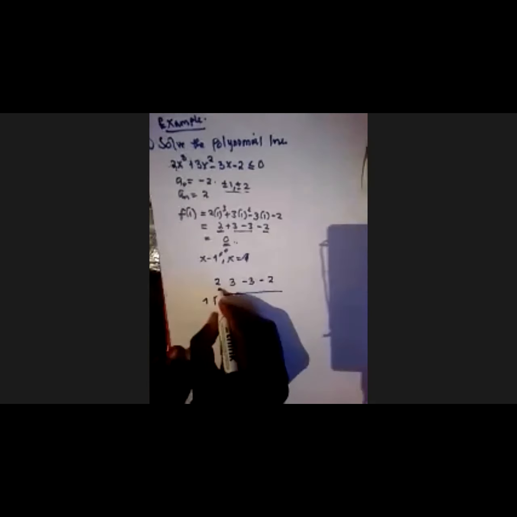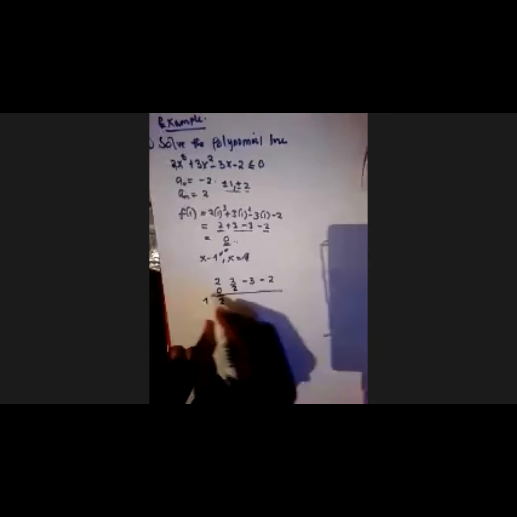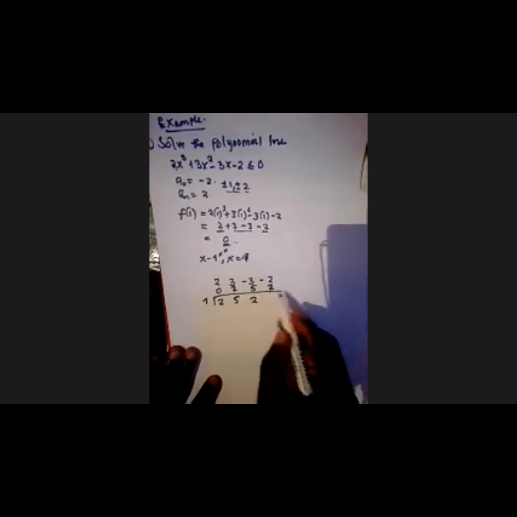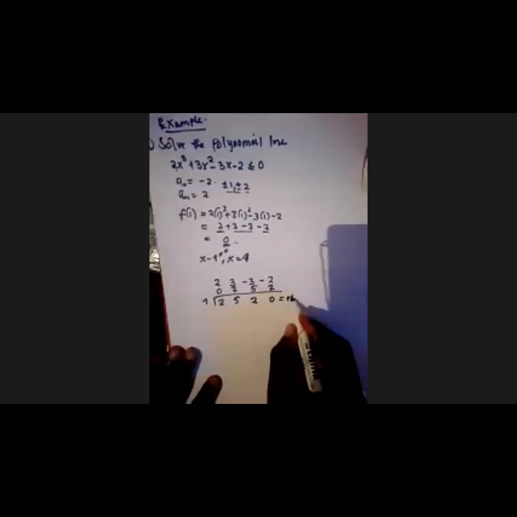So you have a 0 there, then the 2 can come down there. So what are we going to have there? This is 1 times 2, it's 2. 3 plus 2, you get 5. 1 times 5, you get 5 minus 3 plus 5, you get 2. This times this one, you get 2. Then minus 2 plus this one is equal to 0, which is equal to the remainder. And then from there, you can see that the quotient now will be 2x squared plus 5x plus 2.